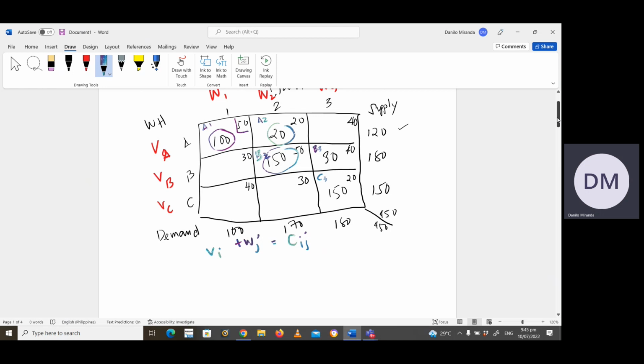So we are going to go first for the occupied cells, using the cost per unit for occupied cells. Let's say we start at A1.